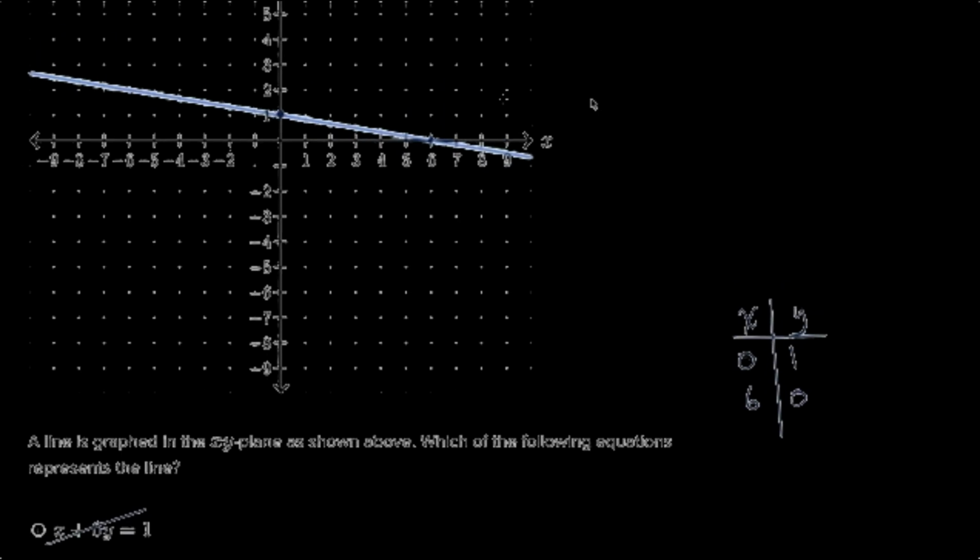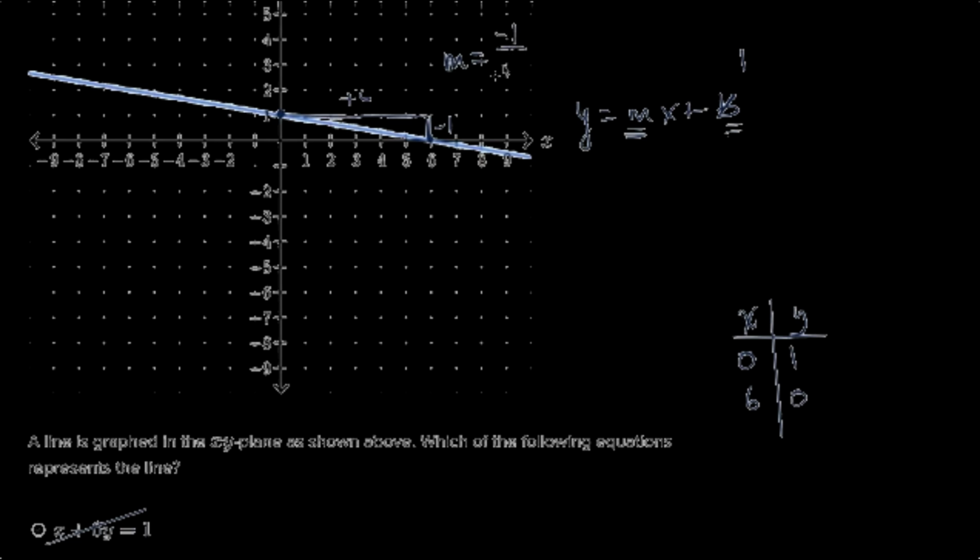We could say that the equation of this line is y equals mx plus b, where m is the slope and b is the y-intercept. We already know that b is equal to 1. And what's the slope? Slope is our change in y for a given change in x. When our change in x is positive 6, our change in y is negative 1. So we decrease in y by 1 when we increase in x by 6, so the slope is negative 1/6. So the equation of the line is y equals negative 1/6 x plus 1.